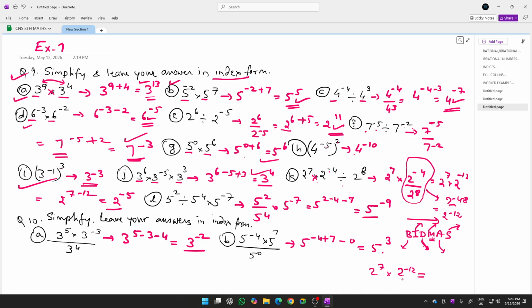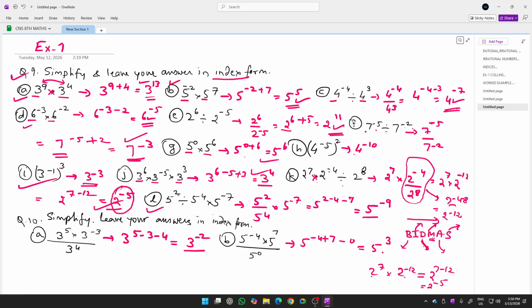So your final answer will be, now this is the product of two index forms. So what you'll do, you'll add these two. So 2 raised to 7 minus 12, which will work out to 2 raised to minus 5. So your final answer will be 2 raised to minus 5. And you see the answer is 2 raised to minus 5 over here. That was the answer to K.